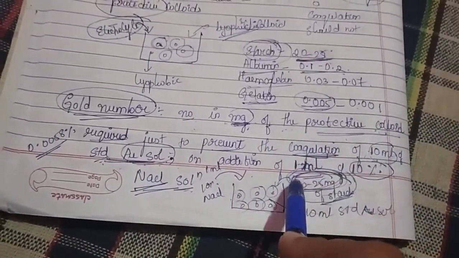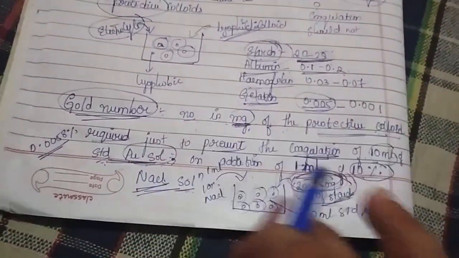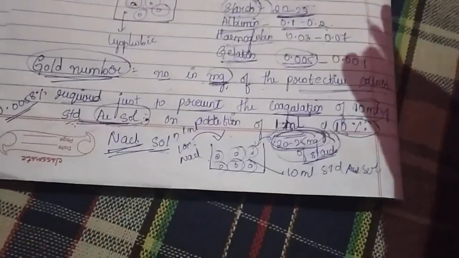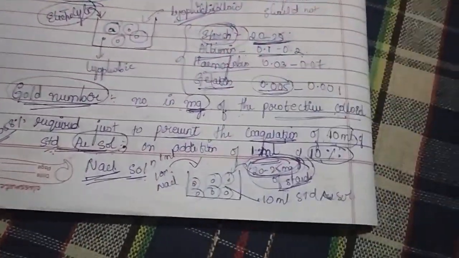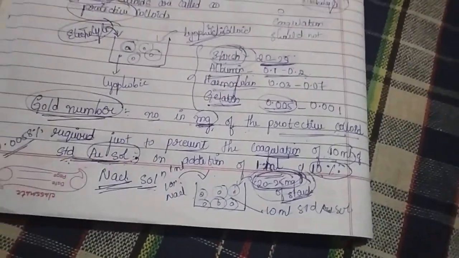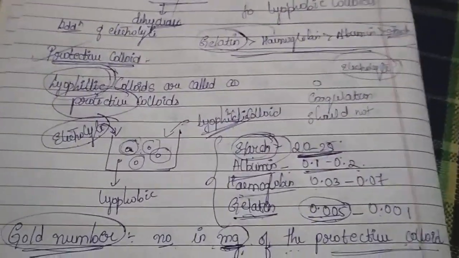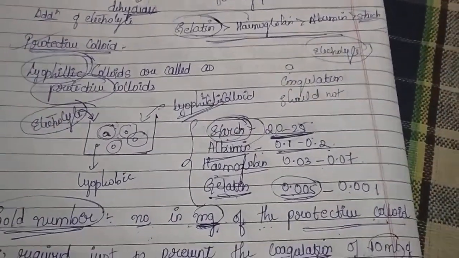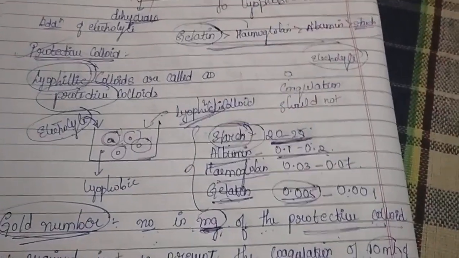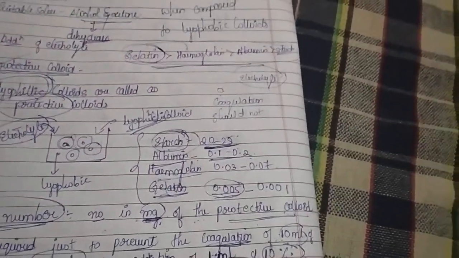What was that? 1 ml of 10% NaCl solution. This is the standard condition I have maintained. Whatever I am going to change is what? Only the value of my lyophilic colloid. Yes. So in this way we came to the concept: gold number will give us the idea of how much of the lyophilic colloid has to be added in order to prevent the coagulation of your lyophobic colloids under the addition of your electrolytes.